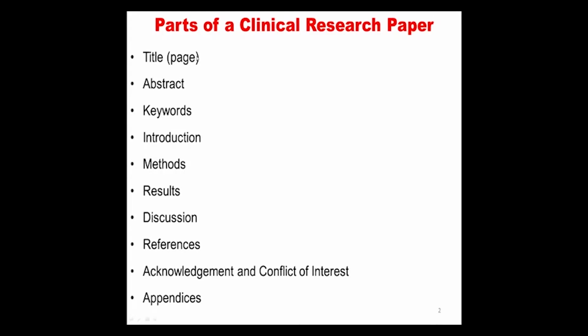There will then be an introduction to the paper, and I'll go over these in more detail. There'll be a methods section, which will describe what you did to actually do your analysis, the results, which is what you found, discussion, which is what you conclude from it. Then generally you'll include some references. There'll be an acknowledgement of any help you got together with conflicts of interest, and then any appendices that you might want to tack on to make the article more understandable to people.